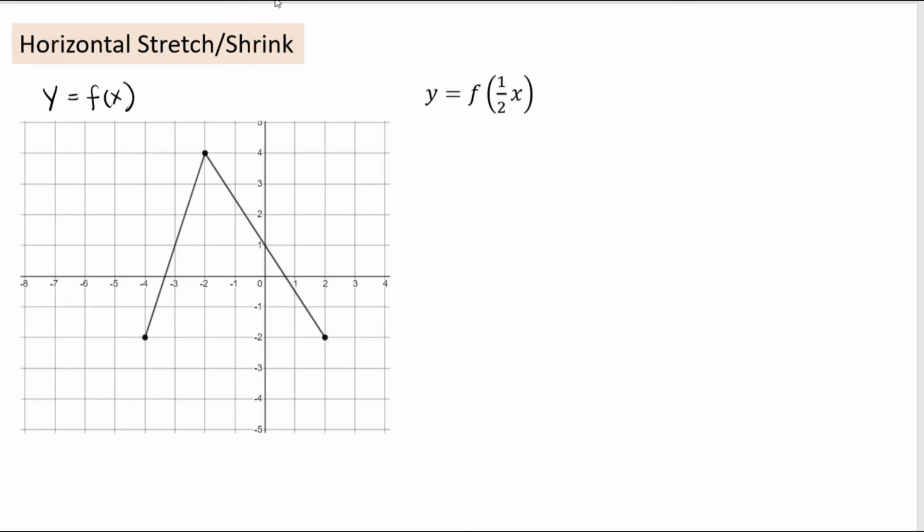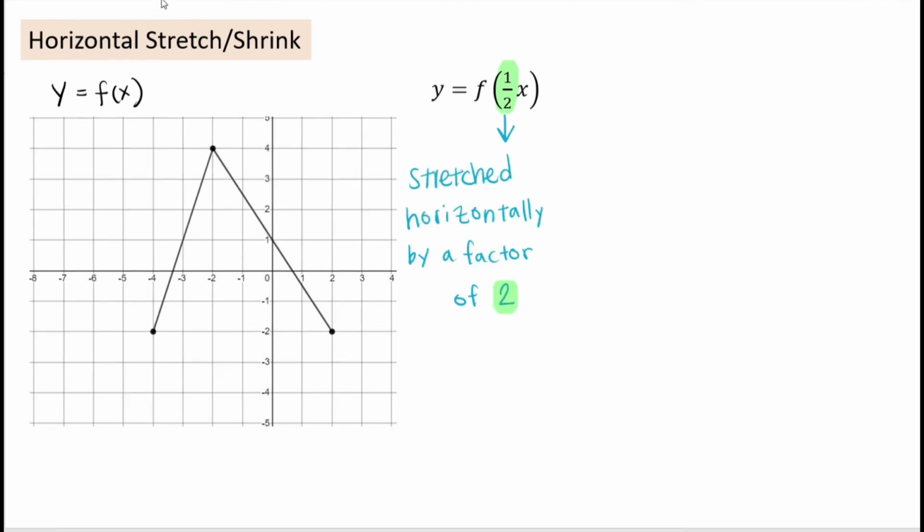Let's graph y is equal to f of 1/2 x. So x is multiplied by 1/2. So in this case, we need to multiply each x value by a factor of 2. X is equal to -4 becomes -8. X is equal to -2 becomes -4. And x is equal to 2 becomes 4.